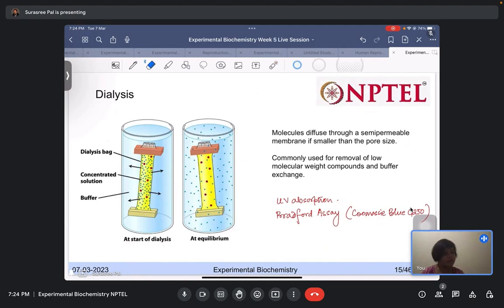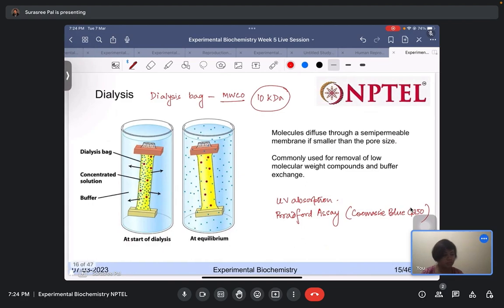So there is again a cutoff of these dialysis sacs, the dialysis bag. There is a molecular weight cutoff, or it is called MWCO. Suppose the molecular weight cutoff is 10 kilodalton. So the proteins, or any molecule, which are lesser than 10 kilodalton will come out in the solution from the semi-permeable membrane, right?